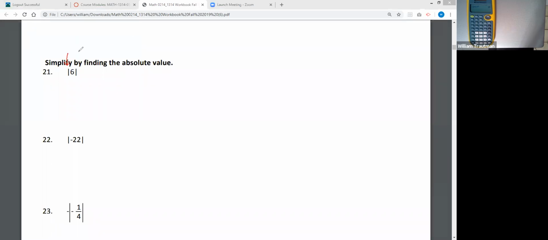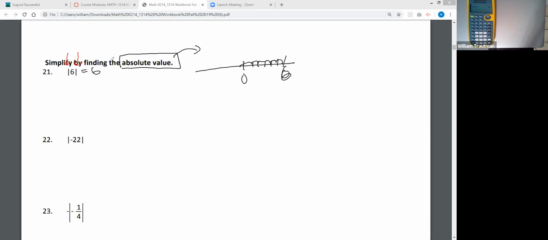These two lines are just straight lines. They mean absolute value. So absolute value, not many people even know this. Absolute value is how far away the number is from 0. Do you see 1, 2, 3, 4, 5, 6? Can you tell me how far away 6 is from 0? It's 1, 2, 3, 4, 5, 6 spots.